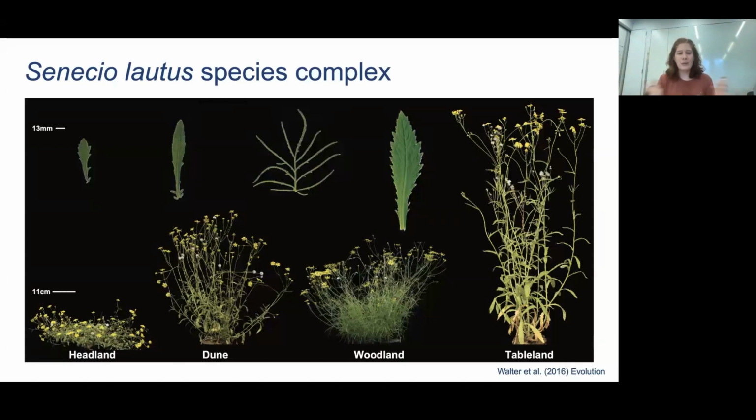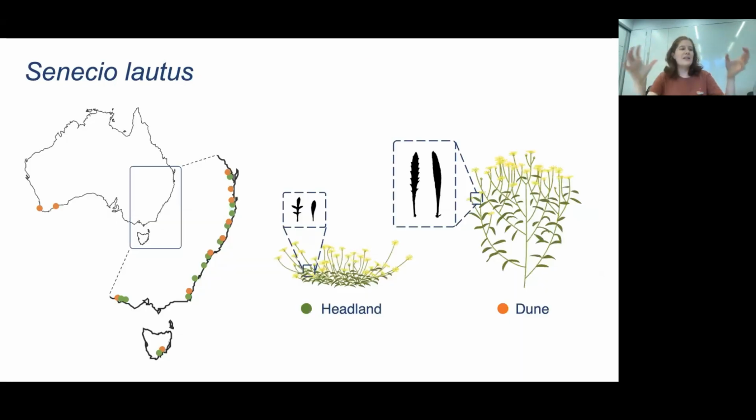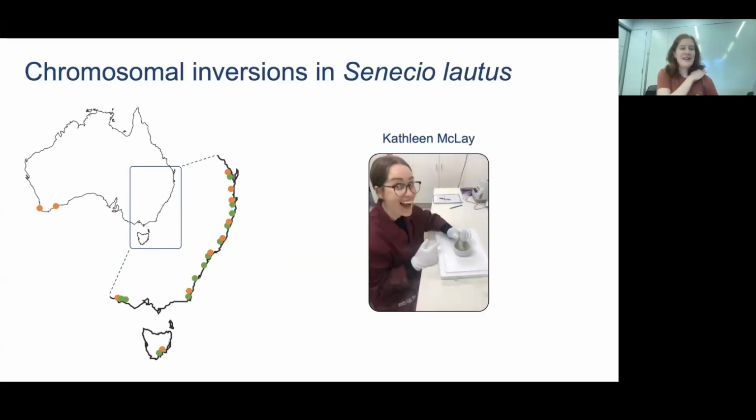And a lot of our work, as you've probably heard, focuses on the dune and headland ecotypes. These ecotypes are interesting as they've evolved multiple independent times along the coast of Australia. So we have this system of parallel evolution. Although there's very little contemporary gene flow between our populations, there was likely a lot of gene flow in the past, around the time of the split of the populations. So this is a really perfect system to look at the role of inversions during divergence in the face of gene flow. This is exactly what Kath, a PhD student in the lab, is doing.